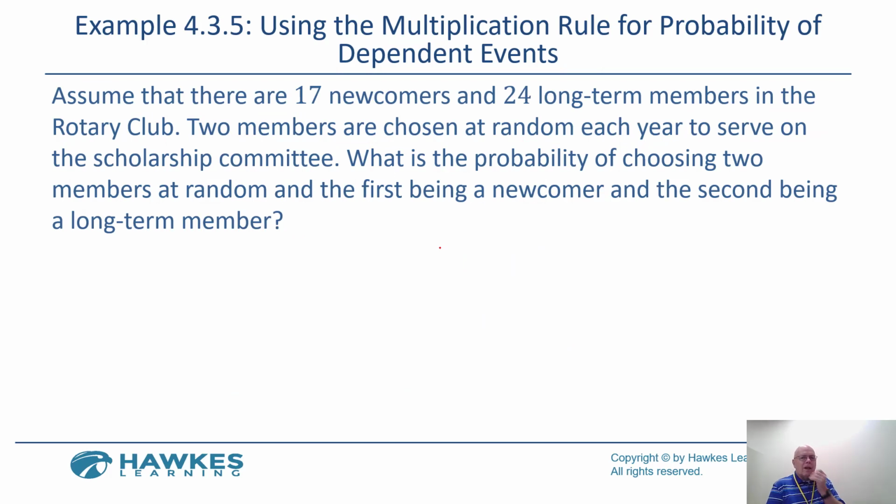Next, let's suppose you're a member of the Rotary Club. There's 17 newcomers, 24 long-term members. 2 members are chosen at random. So we've got 2 selections. 2 members are chosen at random, of course, to be on the scholarship committee. What's the probability of choosing 2 members at random, the first being a newcomer, and the second being a long-term member?